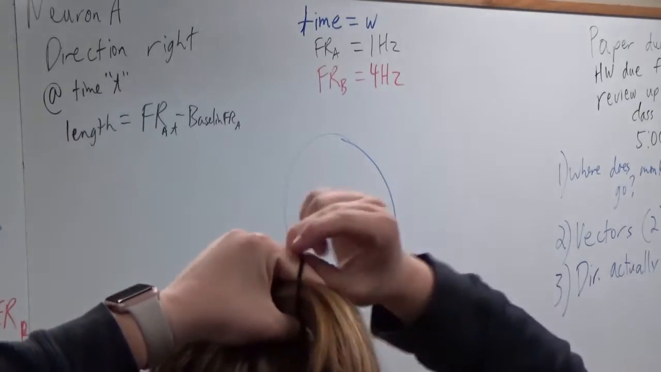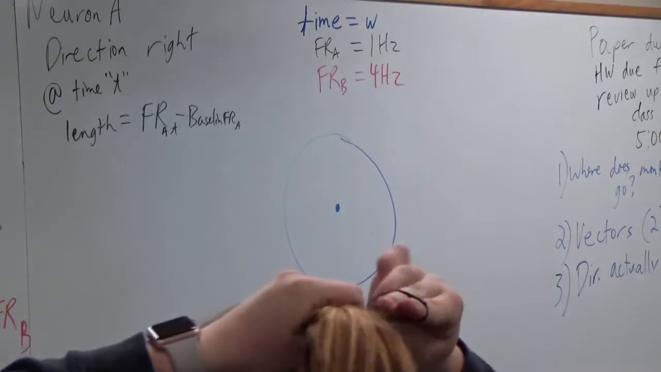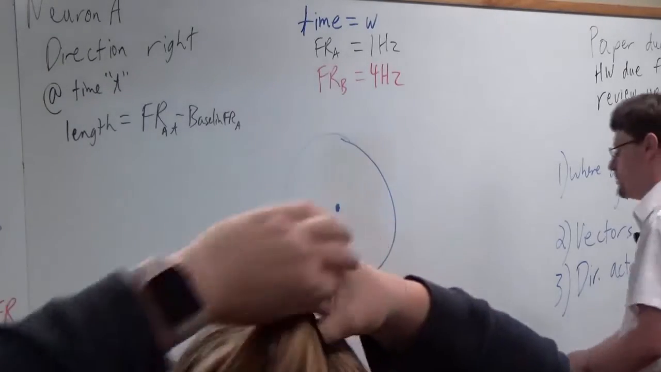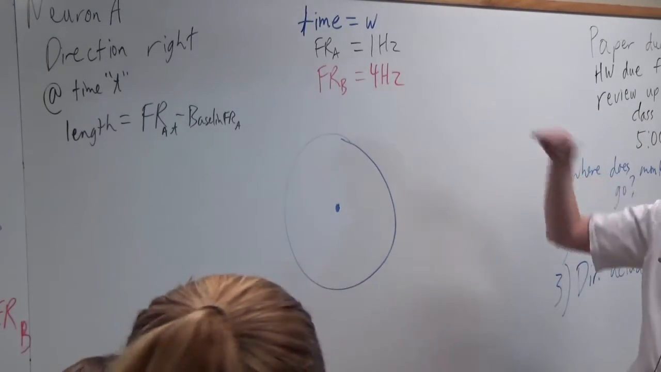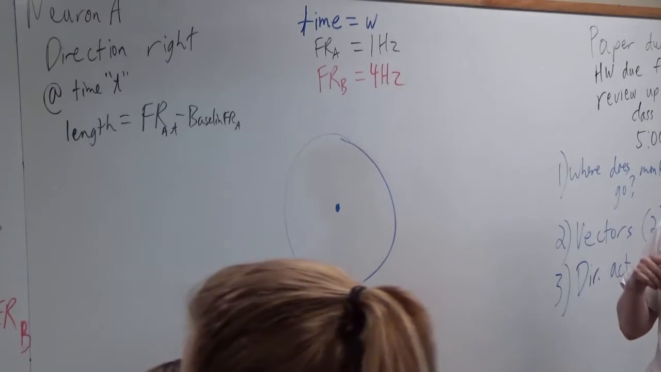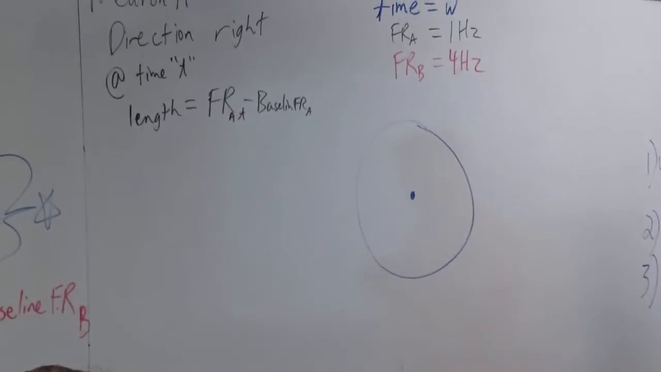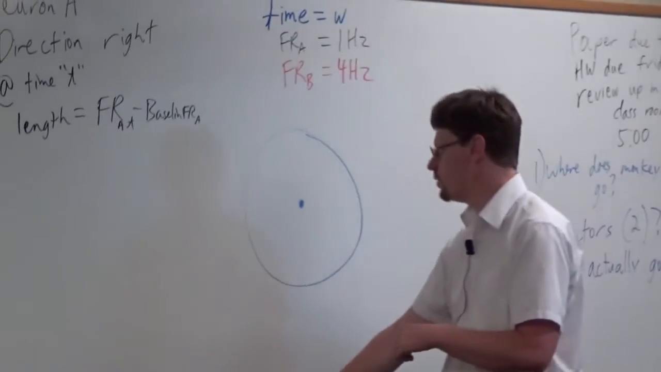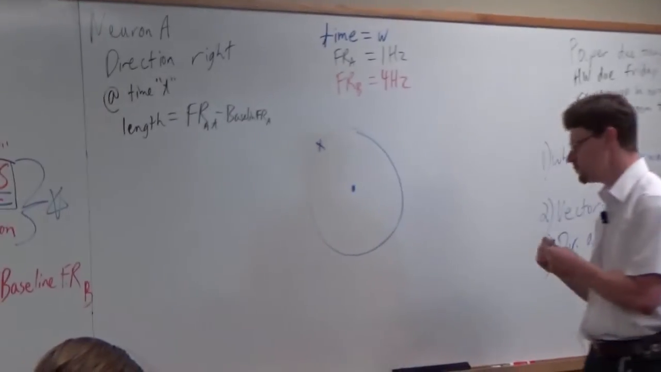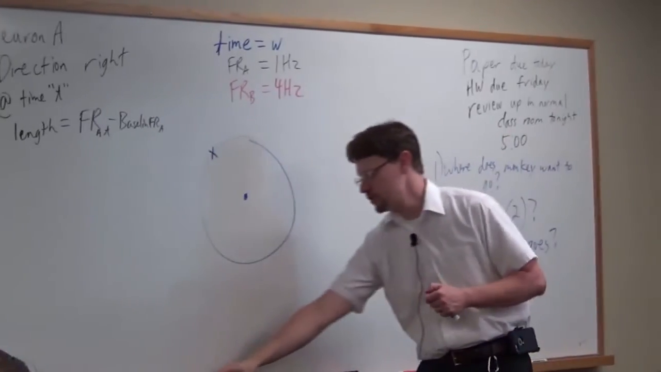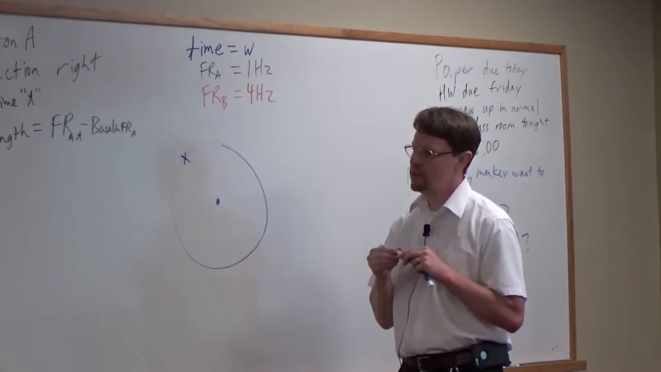Okay, so it's been a little more than 2 minutes, actually, but I think most groups have probably figured it out. So first of all, where does the monkey want to go in this situation? Firing rate A is 1 hertz, and firing rate B is 4 hertz. What point on our circle maps out to that? Yeah, so our monkey's goal is here. That's where it wants to get to. Vector for neuron A, what's that going to be?